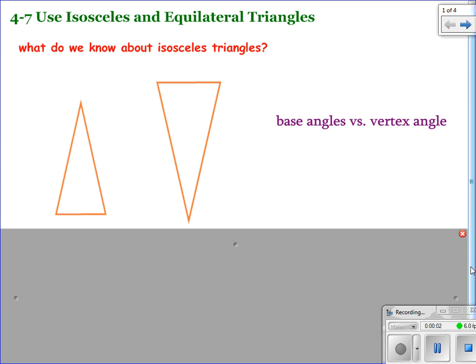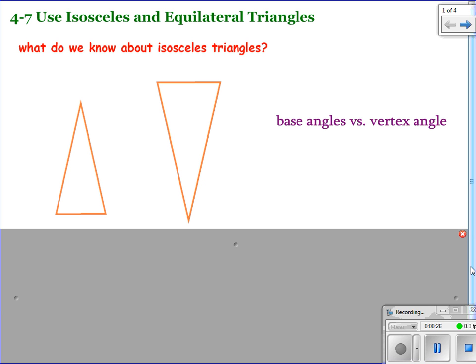So in our last section, we're not really talking about proofs so much, but we are going to add a few possible options for reasons on proofs, and I'll show you what those are in a minute. But we're mostly talking about the properties of isosceles and equilateral triangles. Okay, so what do we know about isosceles triangles?